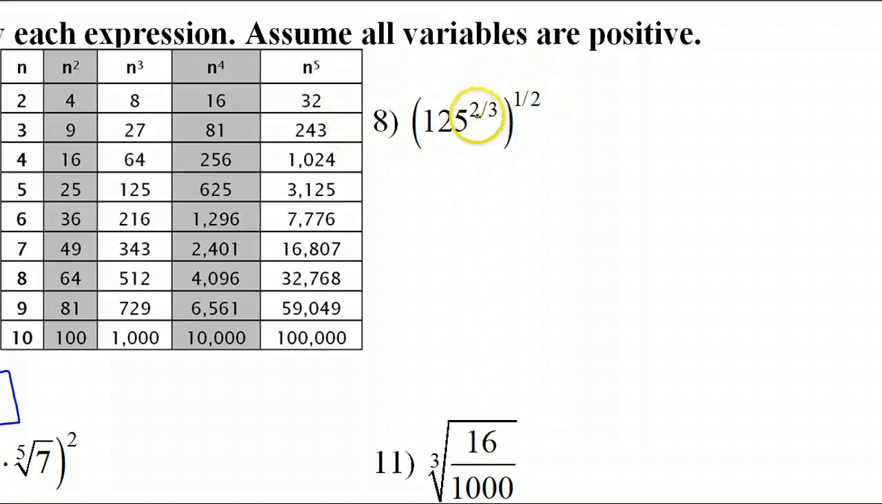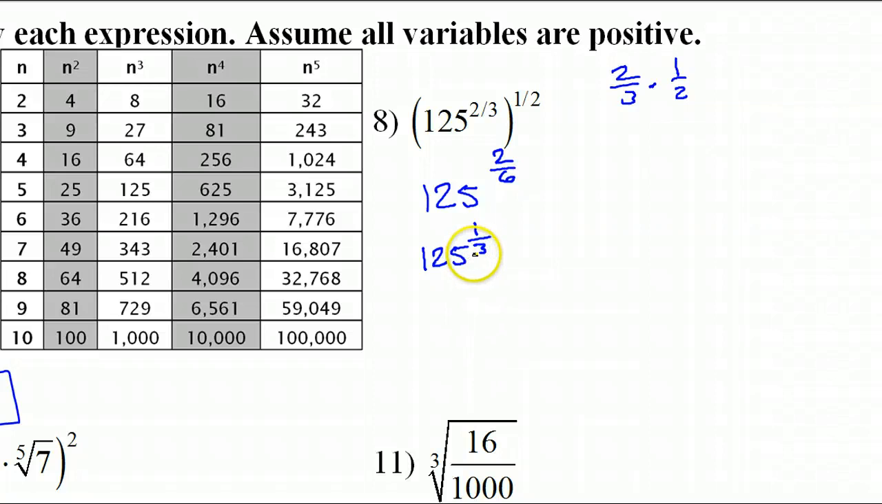Number 8. When you have a power raised to a power, you multiply. So this is going to give us 125. And look, we're just doing 2/3 times 1/2. Numerator times numerator, denominator times denominator. So this will be 2 over 6, and that reduces to 1/3. So I've got this so far.